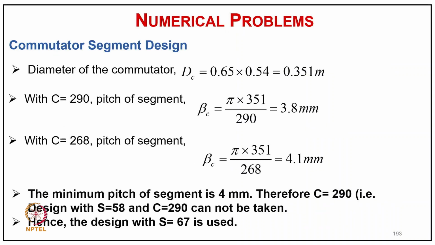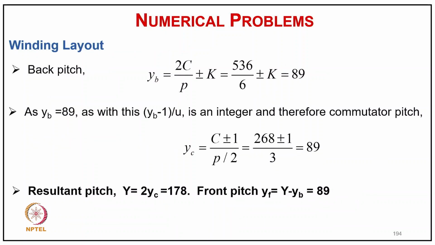So now coming to commutator segment design, the diameter of commutator DC is equal to 0.65 times the diameter of the armature, which comes to 351 millimeter. With C equal to 268, the pitch of the segment is beta equal to pi DC upon the total number of coils, so it's 3.8 millimeter. And with C equal to 290, it comes to 4.1. The minimum pitch of the segment is 4.1, therefore C equal to 290 with S equal to 58 cannot be used, so the design with S equal to 67 is used.